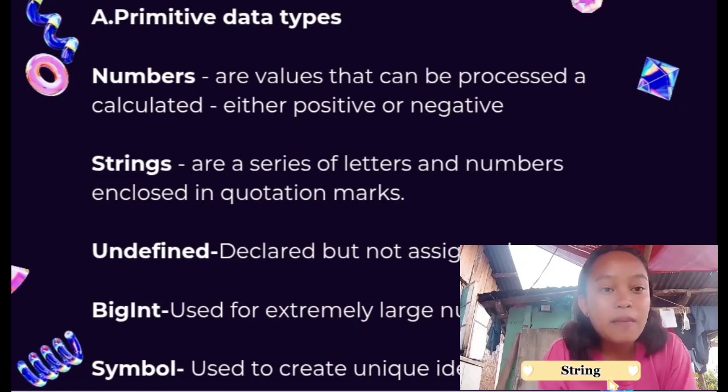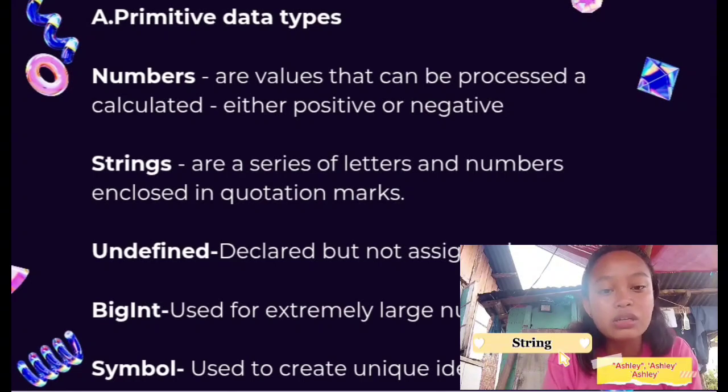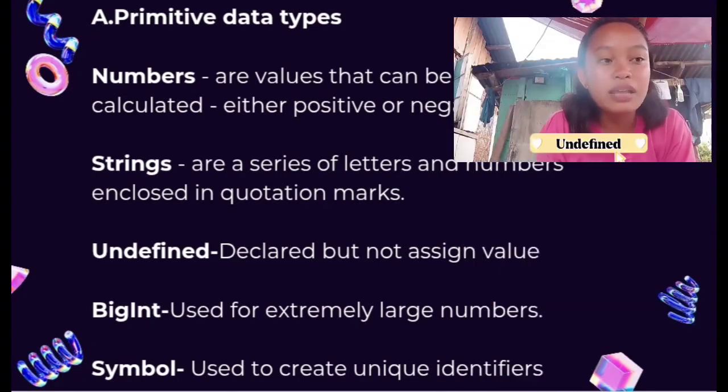So a string means the value of the variable is words, phrases, and sentences. It has double quotation marks, so the value of the variable needs to be inside quotation marks, either double quotation, single quotation, or backtick. So the third one is undefined.